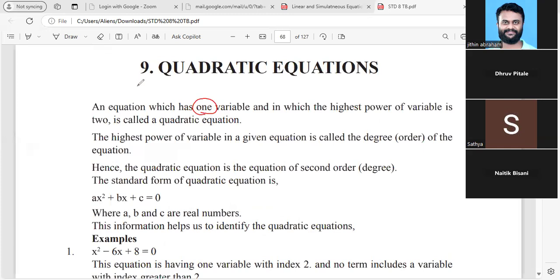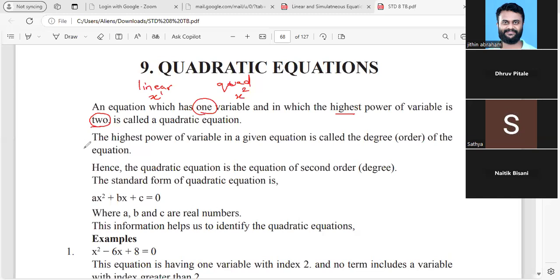Now you'll say, sir, linear also had one variable. Then what is the difference between linear and quadratic? I'll tell you. The quadratic will have its highest power as 2. In linear we had only x raised to 1, but in case of quadratic, the highest one will be x raised to 2. So x square will be the highest index or highest power of x.